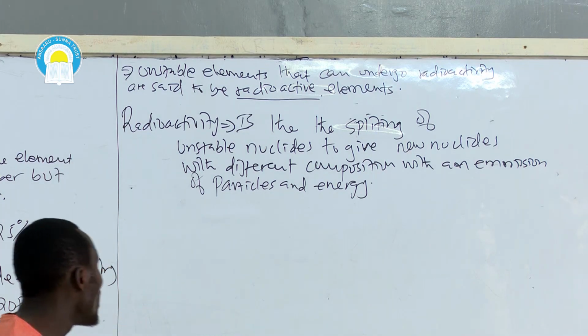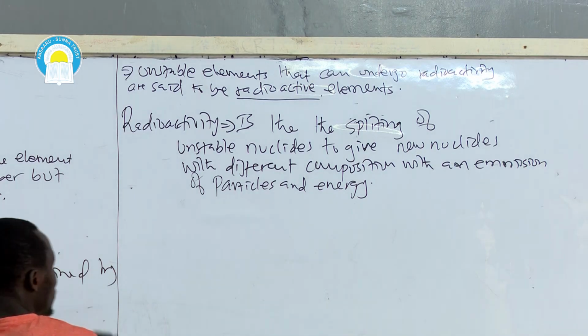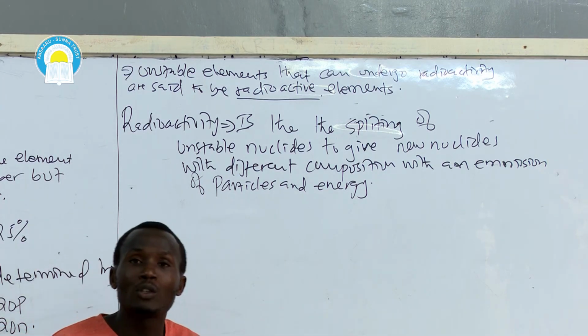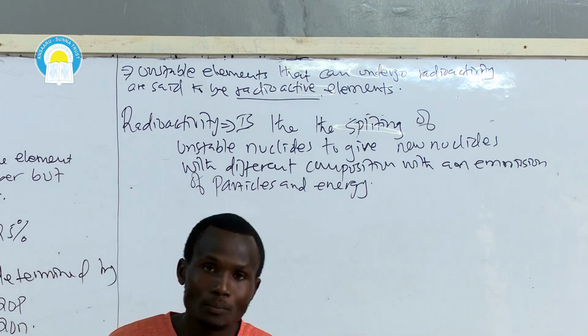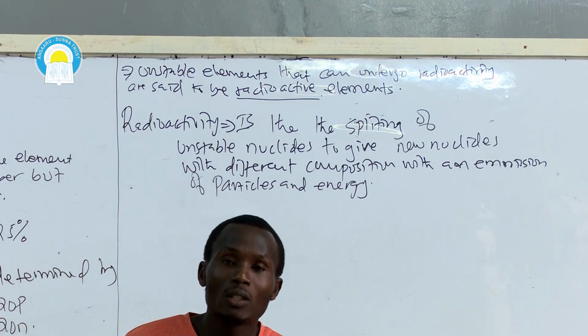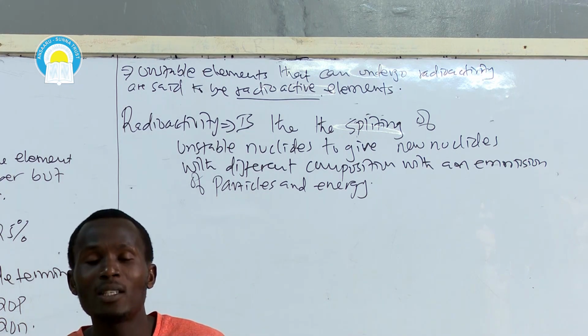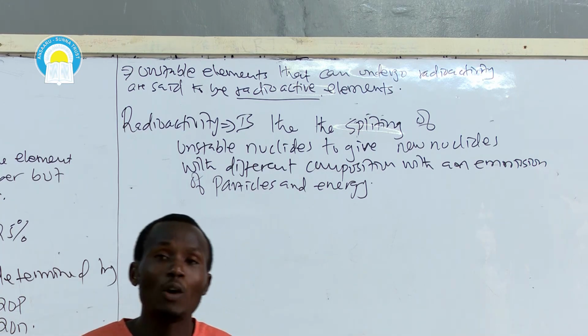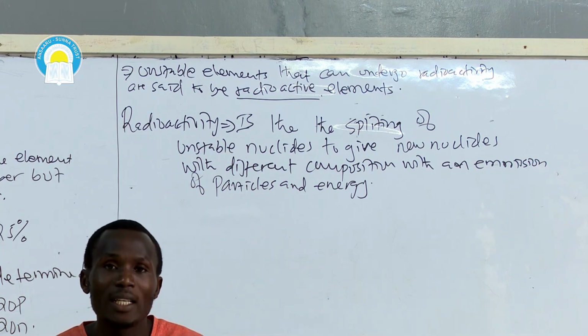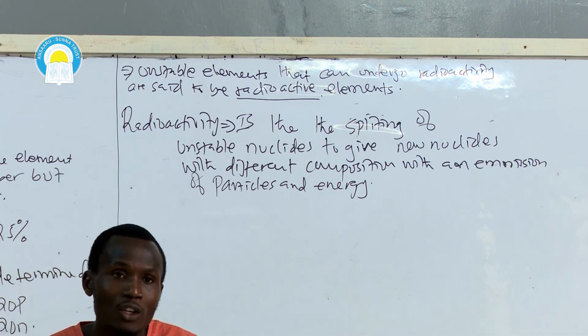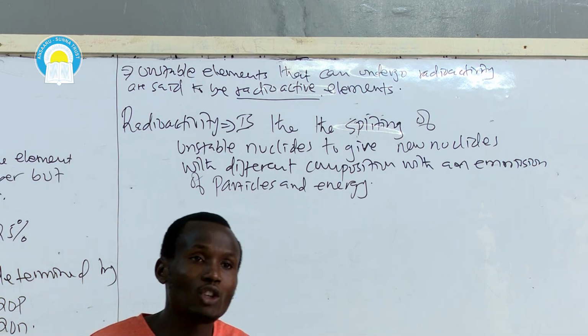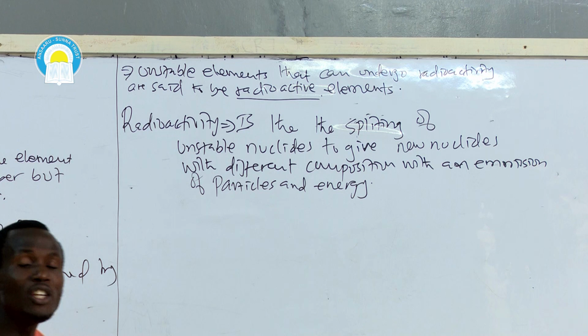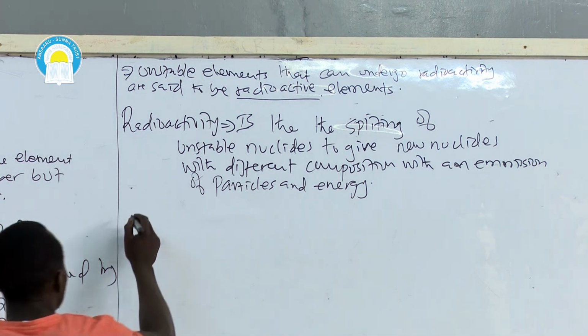Then we have radioactive isotopes. From the word isotopes, we have already said that isotopes are atoms of the same element with the same atomic number but different mass number. So unstable isotopes are said to be radioactive isotopes.